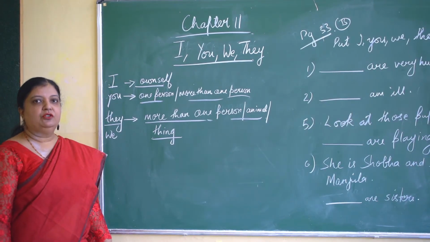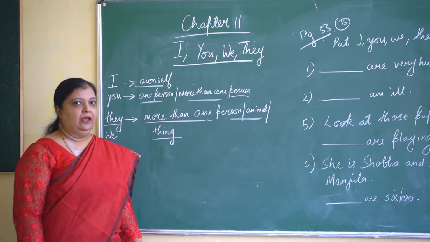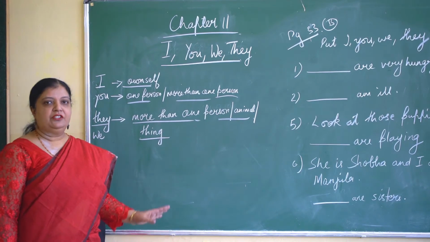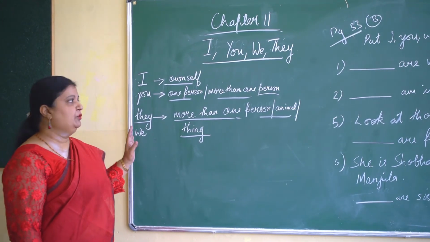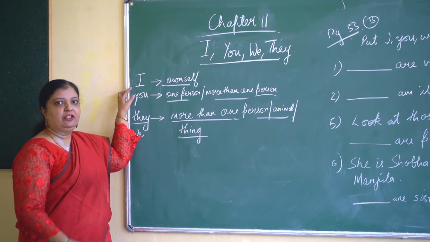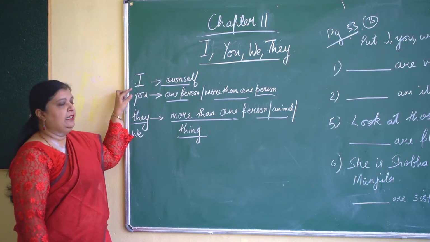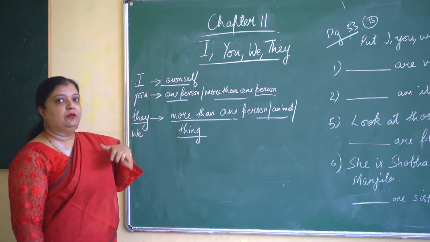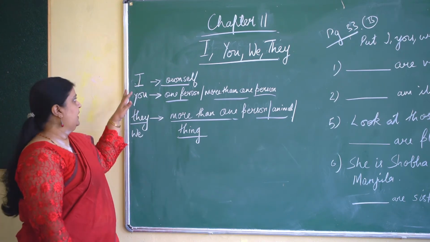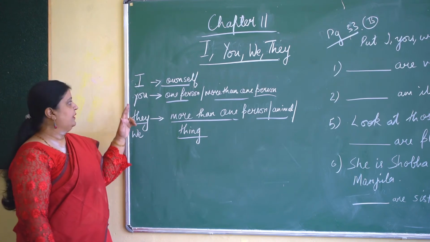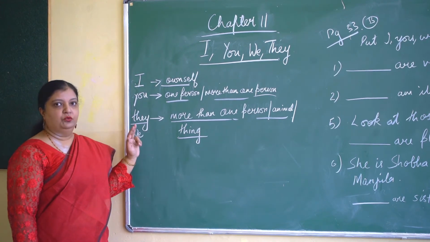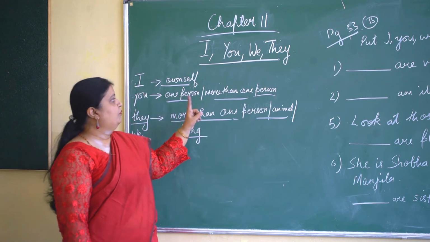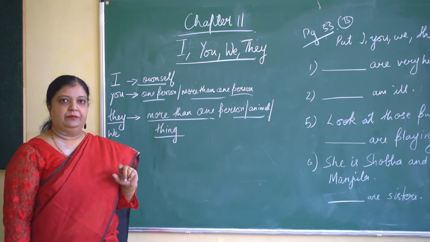Now children, we will switch on to chapter 11: I, you, we, they. Now first of all, I'll tell you where and when to be used. I. When you are talking about yourself, that time you will write I. Then the second word is you. You is used for one person or more than one person.